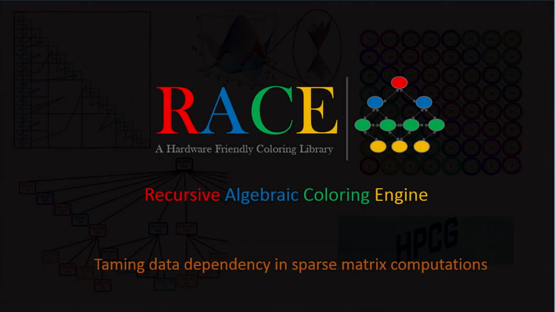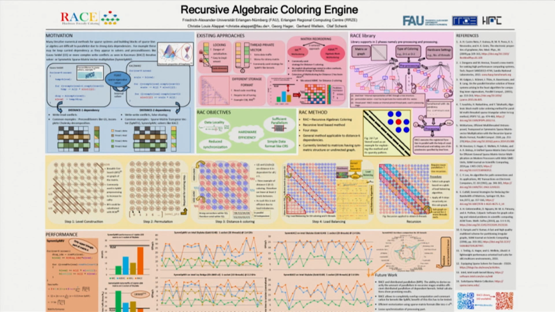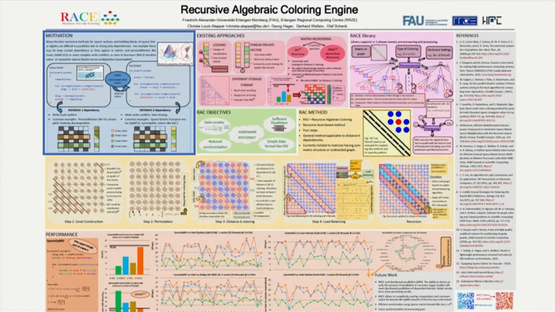Hi, welcome to this video on Recursive Algebraic Coloring Engine, a graph coloring library that allows you to parallelize and efficiently run sparse kernels having data dependencies. In this video, I will briefly explain the motivation of this work in view of sparse matrix computations.